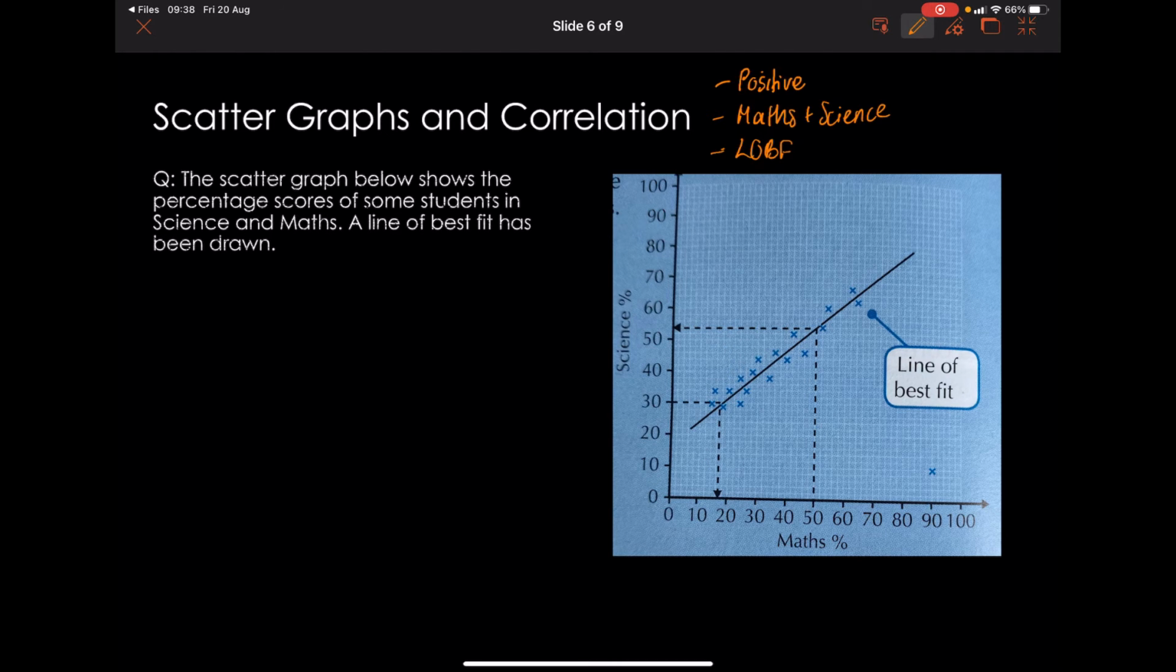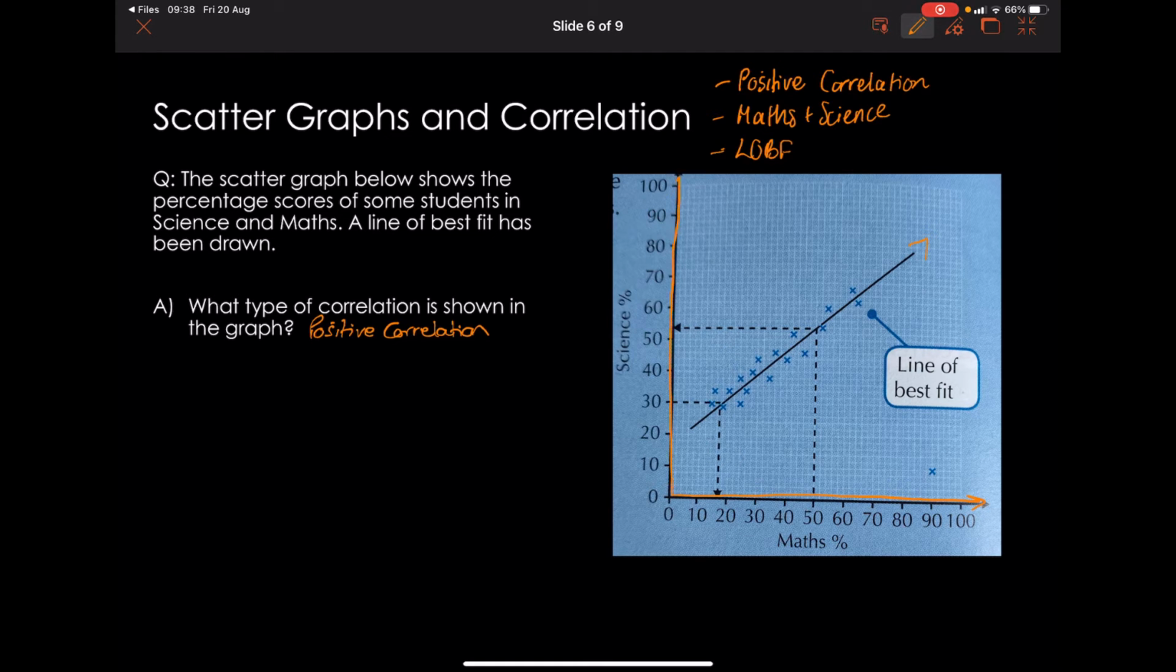Questions then. The scatter graph below shows the percentage scores of some students in science and maths. A line of best fit has been drawn. What type of correlation is shown in the graph? Well, I've already gone through some of this because I wanted to pick out the information. So we already know that it's a positive correlation. We know it's positive because it's going up like this. And what it means is that as your scores go up here, the scores also go up here.